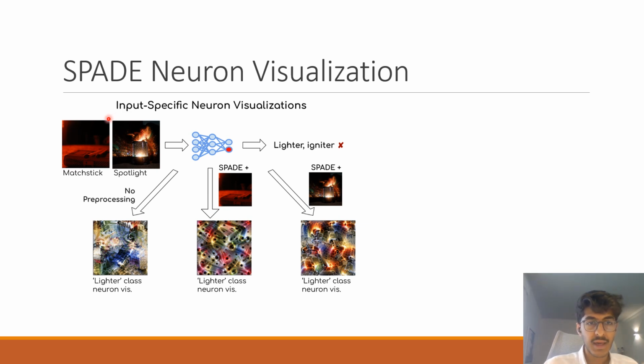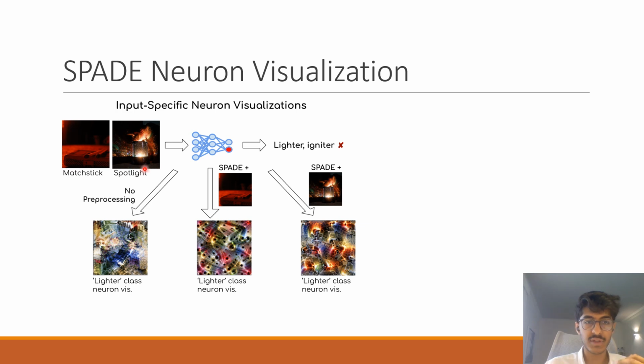For example, assume that you have a network that misclassifies these two images as lighter, and you want to know why this misclassification happens. So you can apply neural visualization to the lighter class, and you will get this image, which is not helpful for your need. However, if you first apply SPADE and prune the network using this image and then apply neural visualization, you will get this neural visualization, which is helpful and suggests that the reason behind this misclassification is the match-stick heads.